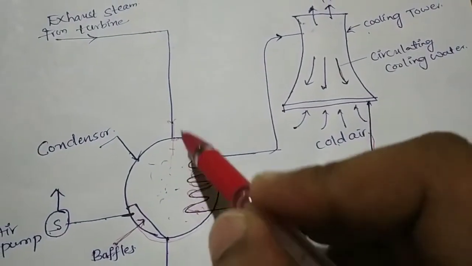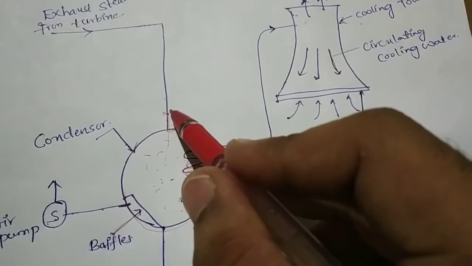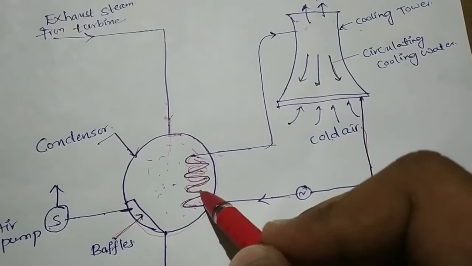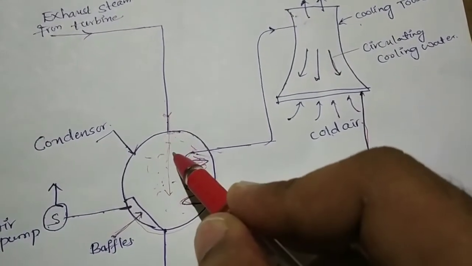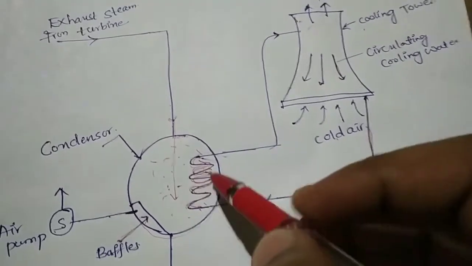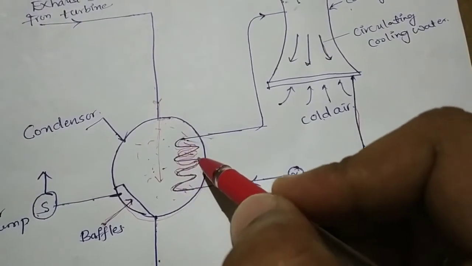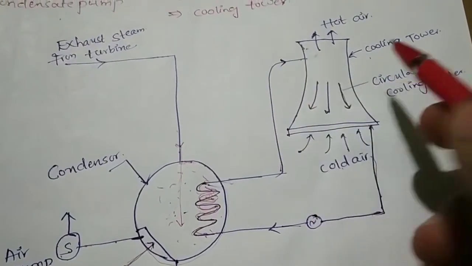It will take the heat from the exhaust steam, and the pressure at the exhaust will be reduced with the help of the condensation to less than atmospheric pressure, and it will take the heat. Therefore this steam or water vapor is converted into water, and this water will take the heat and become hot. That will be sent by the pump to the cooling tower.